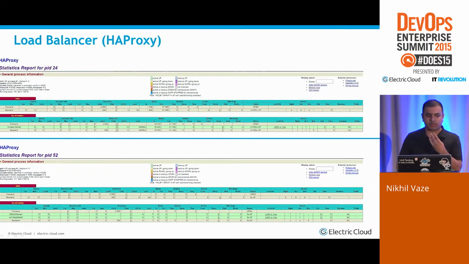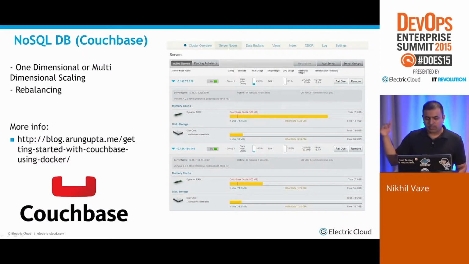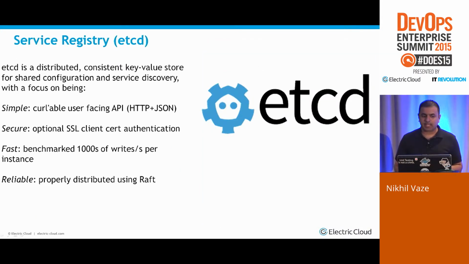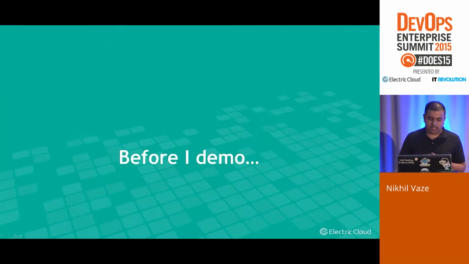This is what you're going to see with HA proxy. It's pretty small, but that green row is going to go from one row to two. We're going to see Couchbase go from one node to two nodes. And the front end is going to look like this over here to the right. It was created by Couchbase employees and uses a lot of JavaScript, but it's just a flight search and reservation tool. And etcd is the service discovery service registry that we're using. It's open source and created by CoreOS.